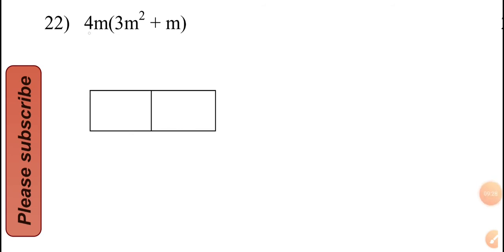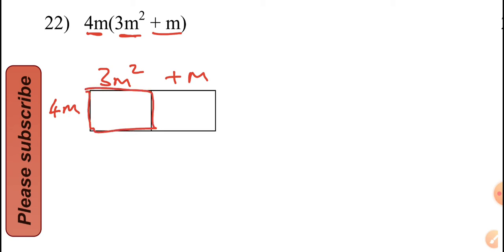So question 22 now. So because I can see 4m outside the bracket, I want to write 4m outside the box like that on the left, and then because I can see a 3m square here, I want to write the 3m square here on the top, and I can see a plus m, so I'm going to write plus m here. So for this box, I'm going to have to do 4m times 3m square. So it's 4m times 3m square. So we should be able to spot that that is 12m cube.